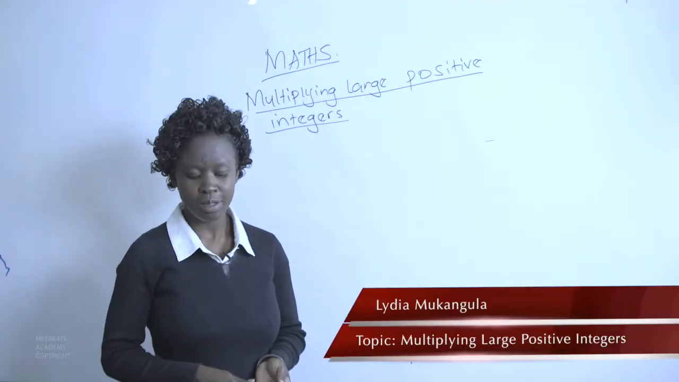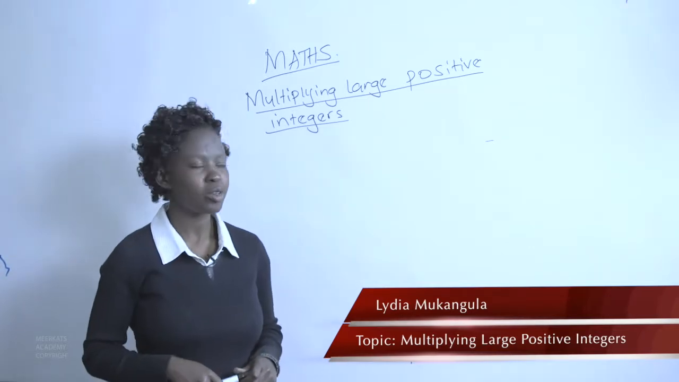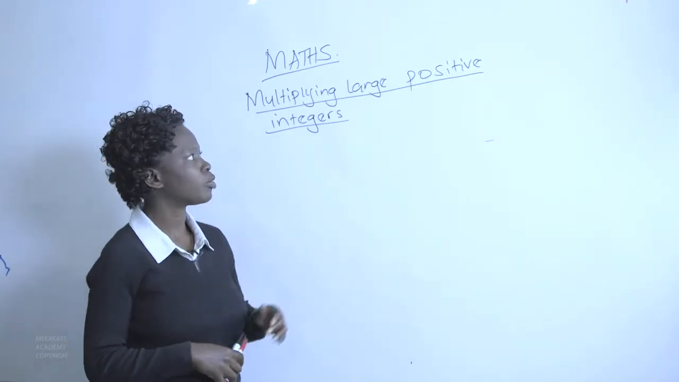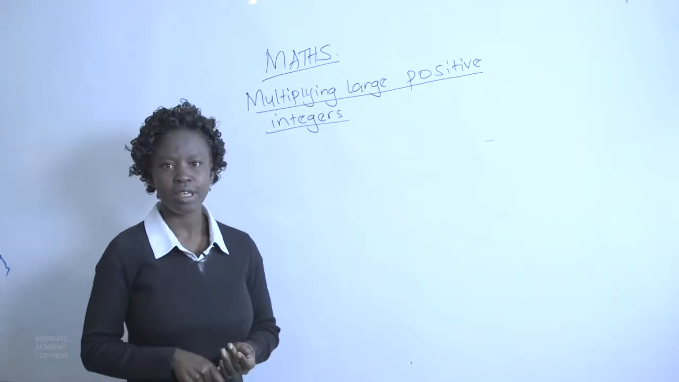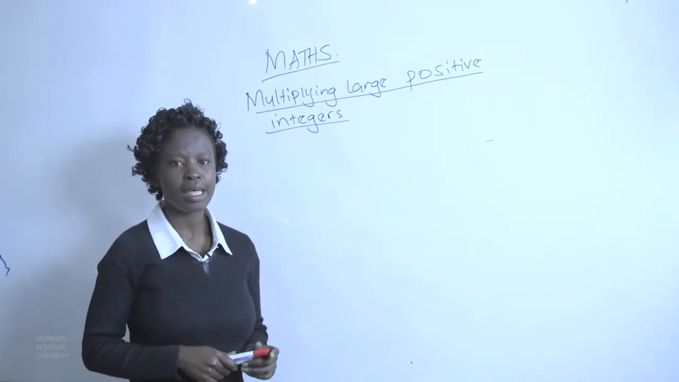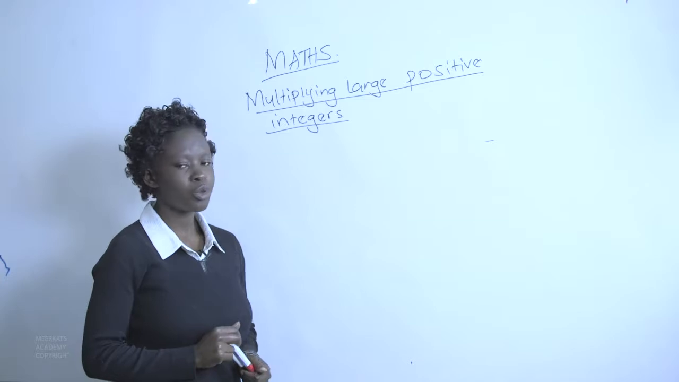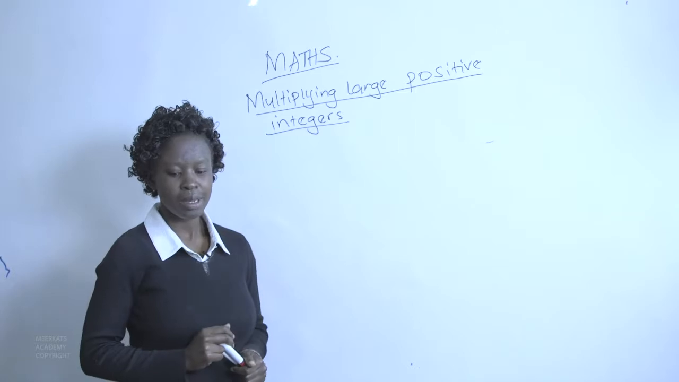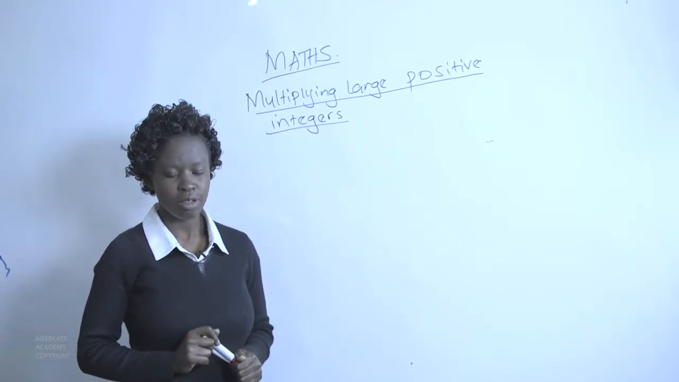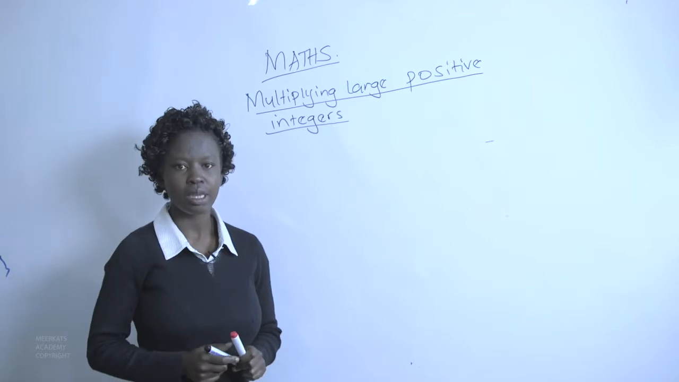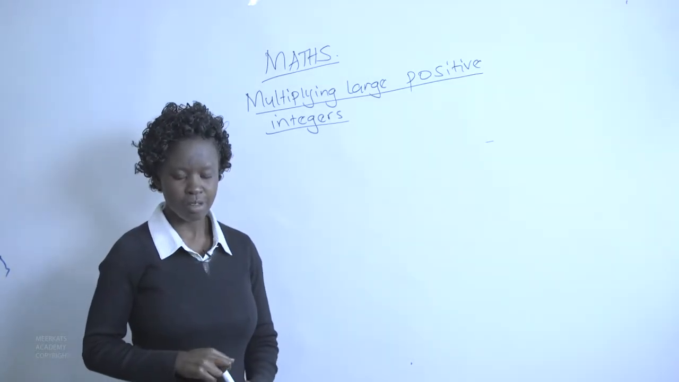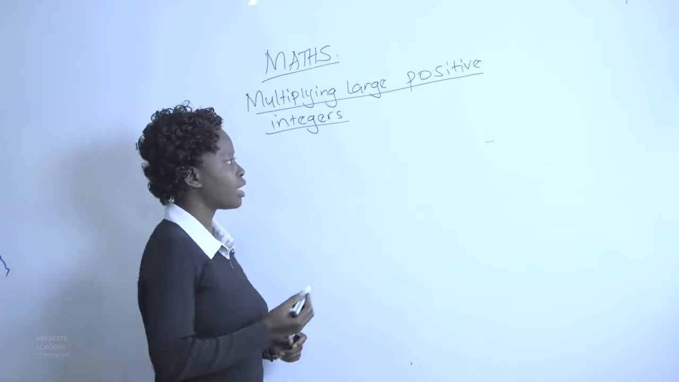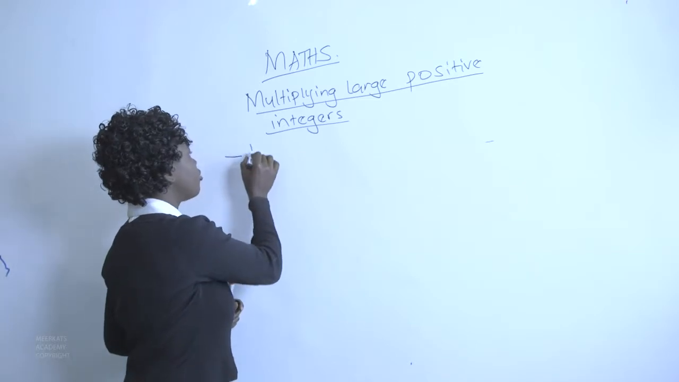Welcome to today's lesson. Previously, we've been looking at multiplying small positive integers, but today we are going to look at multiplying large positive integers. When you are multiplying large positive integers, you choose a suitable multiplication algorithm method, depending on what figures you've been given. The first way of multiplying large positive integers is when multiplying by 10 or the powers of 10.